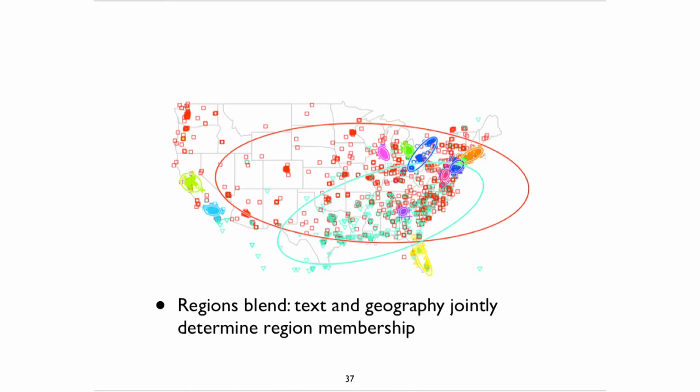And so what we get out of it are the posterior estimates for which region you belong to for different users. The different regions are defined by these Gaussian distributions, and there's some blending. So you get some background regions that cross a large part of the United States. And the membership is determined jointly by the text that people use and their location.